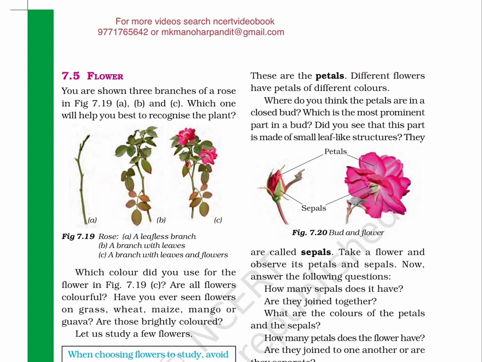Are those brightly colored? Let us study a few flowers. Figure 7.19 shows rose. A. A leafless branch. B. A branch with leaves. C. A branch with leaves and flowers.